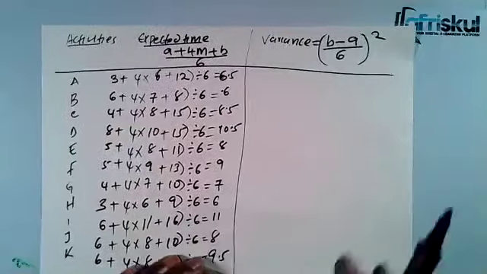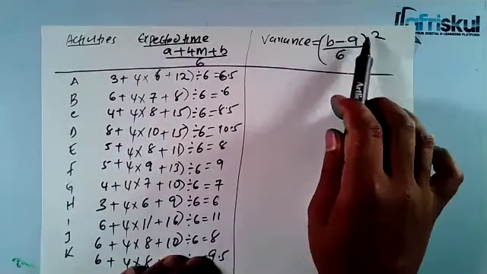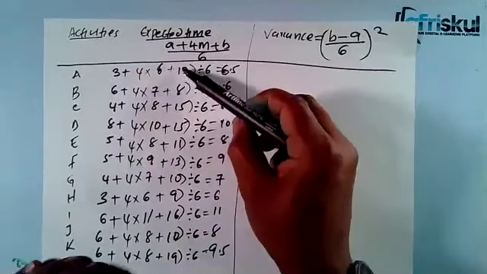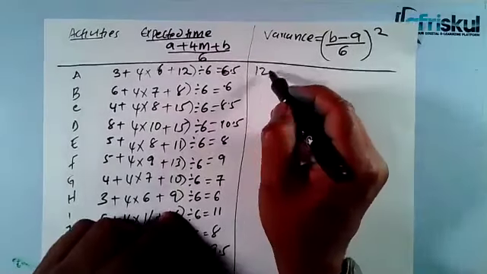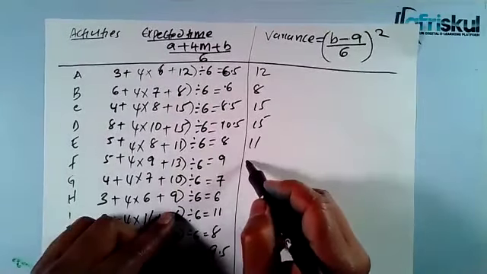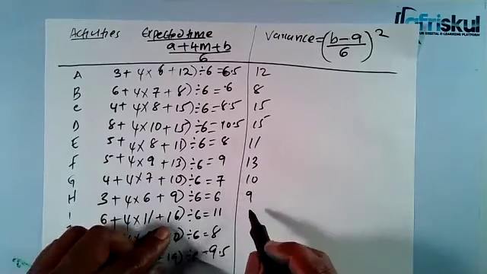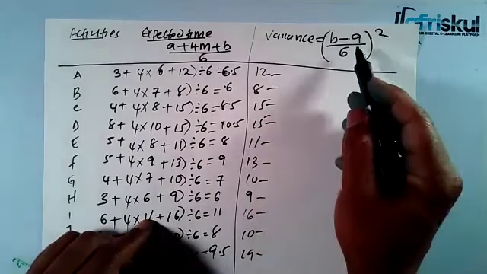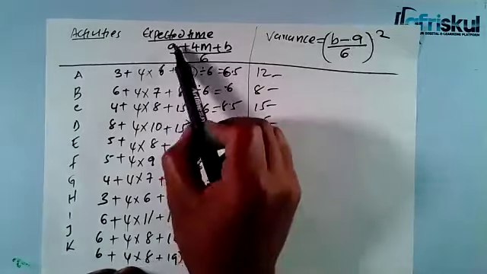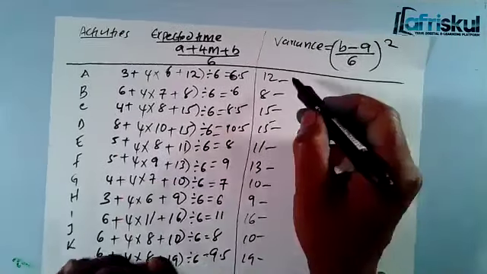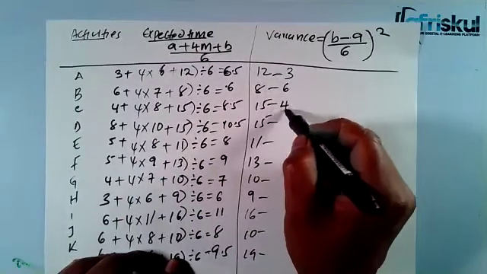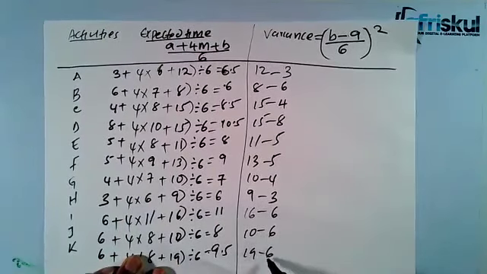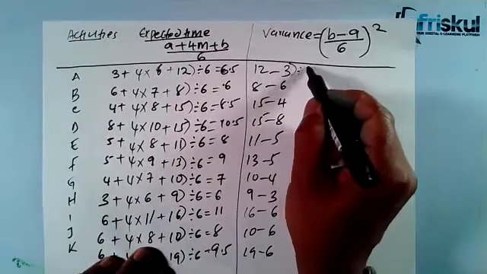Now let's get the variance. We say that you take B minus A. Remember our B was the pessimistic time. These ones, the B's we have added. So like this one will be 12, 8, 15, 15, 11, 13, 9, 16, 10, and 19. Then we minus A. Our A was the optimistic time, which we added here, the 3, 6, 4. So you minus 3, 6, 4, 8, 5, 5, 4, 3, 6, 6, 6. Then what you get there, you divide by 6.